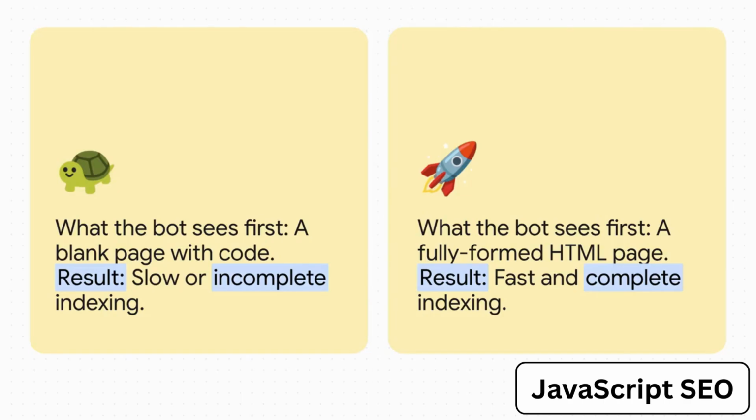And this comparison just makes it crystal clear. On the left, you've got your standard client-side rendering. The browser does all the work. The bot gets an empty shell and a bunch of code, which means you get slow or even incomplete indexing. But on the right, with server-side rendering, the server sends a fully formed page right away. And that's exactly what we want: fast and complete indexing.